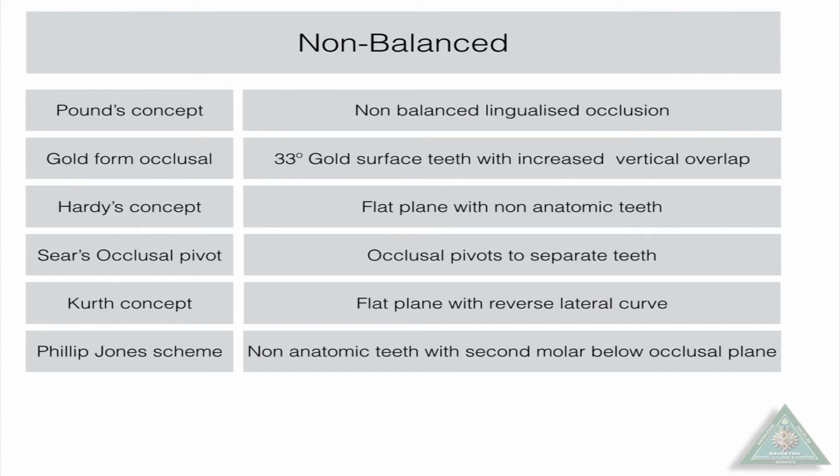Hardy gave a flat plane with non-anatomic teeth, whereas Sears advised the use of occlusal pivots. Kurth's concept was a reverse lateral curve, and Philip Jones suggested that the second molars be raised by 2 millimeters so that they do not touch the occlusal plane, so that balance is not present.